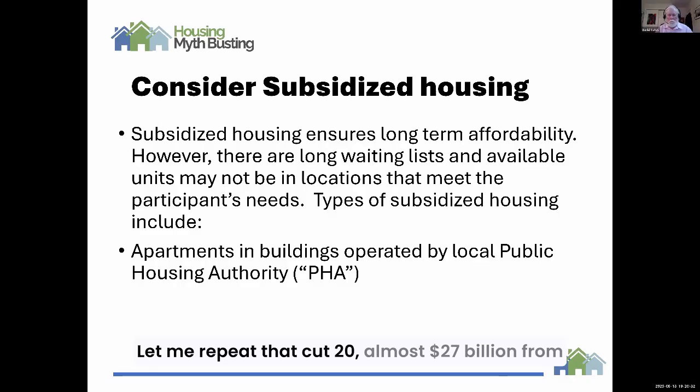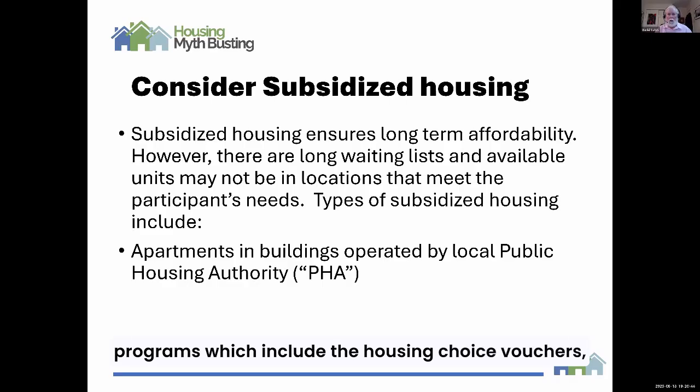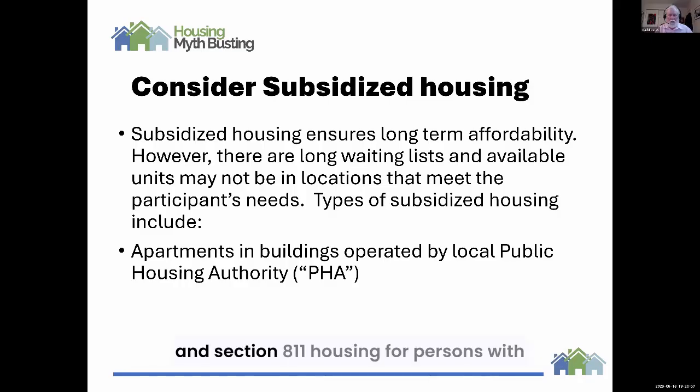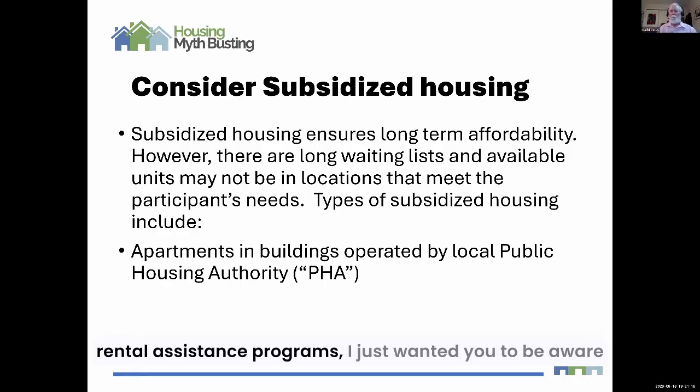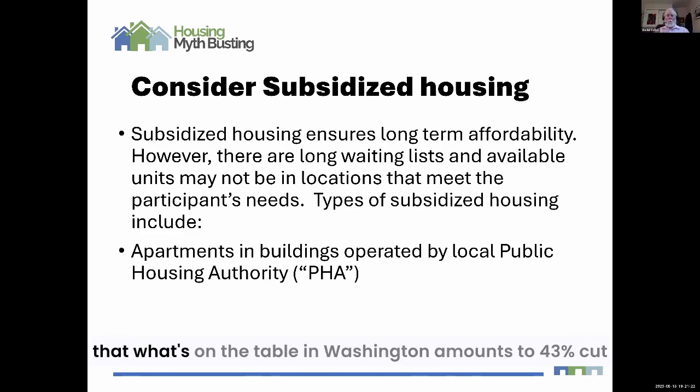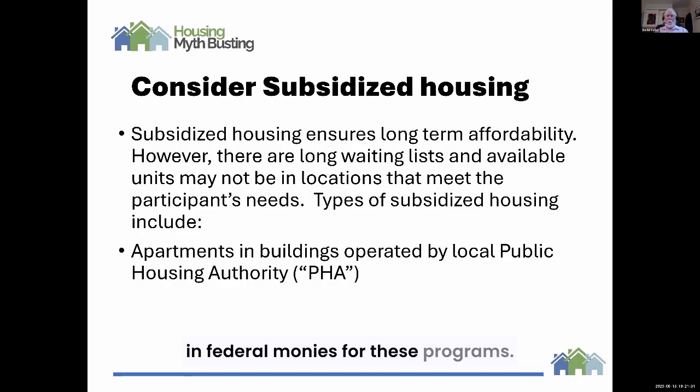Let me repeat that. Cut almost $27 billion from the Housing Urban Development's rental assistance programs, which include the Housing Choice Vouchers, aka Section 8, public housing funds, project-based rental assistance, Section 202 housing for elderly, and Section 811 housing for persons with disabilities. This is estimated to be a 43% cut to HUD's rental assistance programs. So I thought before we go on and talk about these rental assistance programs, I just wanted you to be aware that what's on the table in Washington amounts to a 43% cut in federal monies for these programs.